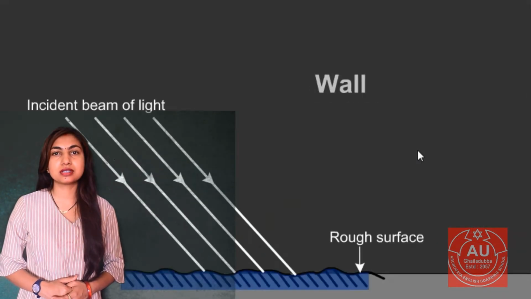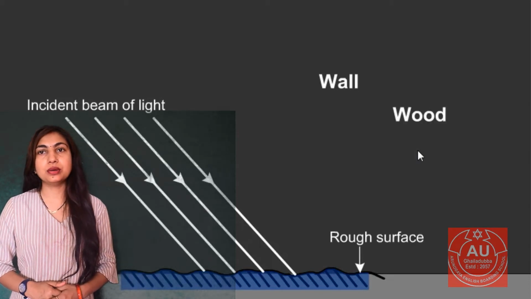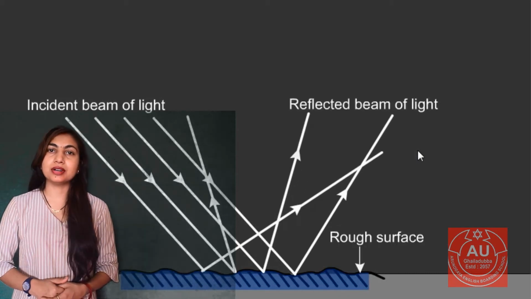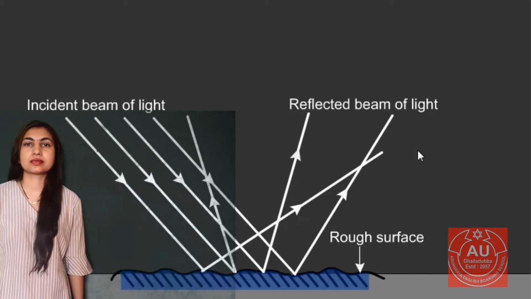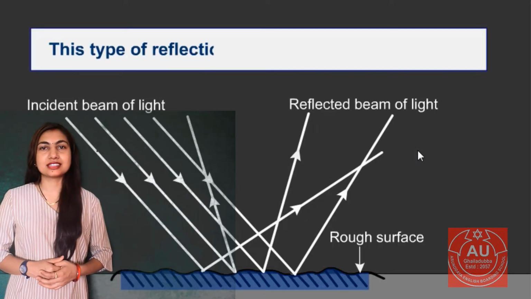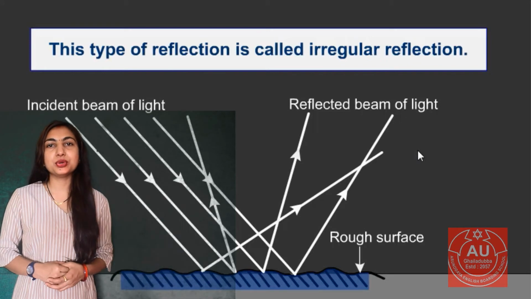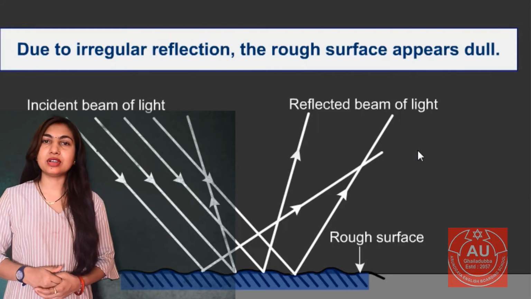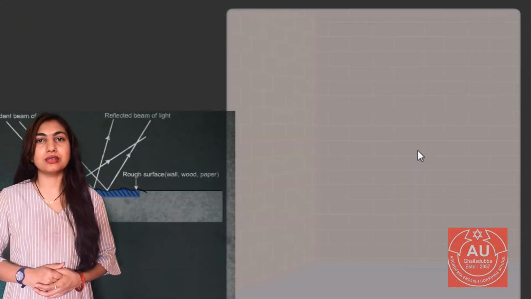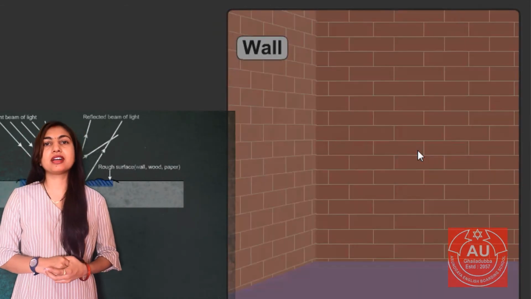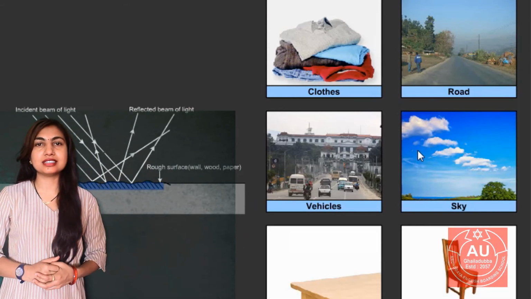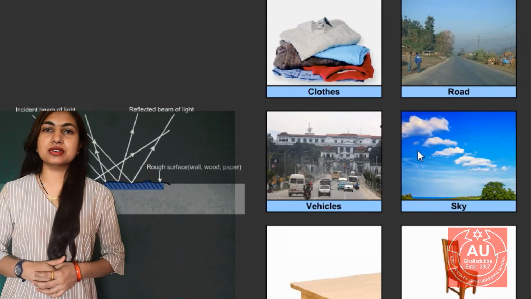Dear students, when the beam of light falls on the rough surface like wall, wood, paper and so on, the reflected beam does not remain parallel but scatters in different direction. These types of reflection is called irregular reflection. Due to irregular reflection, the rough surface appears dull. Since irregular reflection occurs from the wall of a room, clothes, road, vehicles, sky, table, chair, and light of reflection reaches our eyes, these things are visible to us.